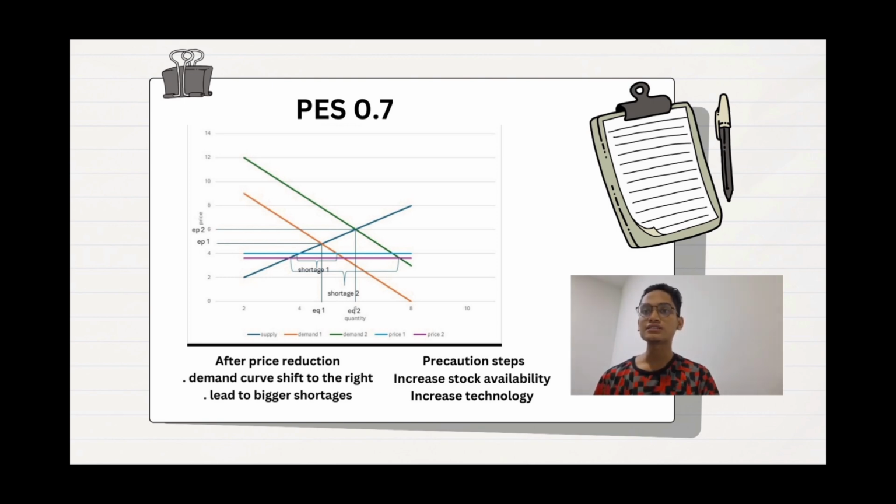The next one is improving the level of technology. Because of the increase in quantity demanded, they need to produce more and increase their production. By improving their level of technology, by upgrading their machinery, they can produce more product in a shorter time. So that's the precautionary step that Maju Auto should take to avoid customer dissatisfaction.